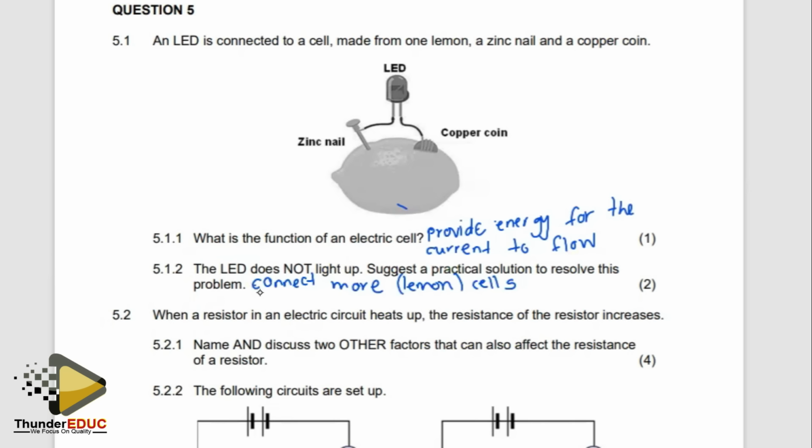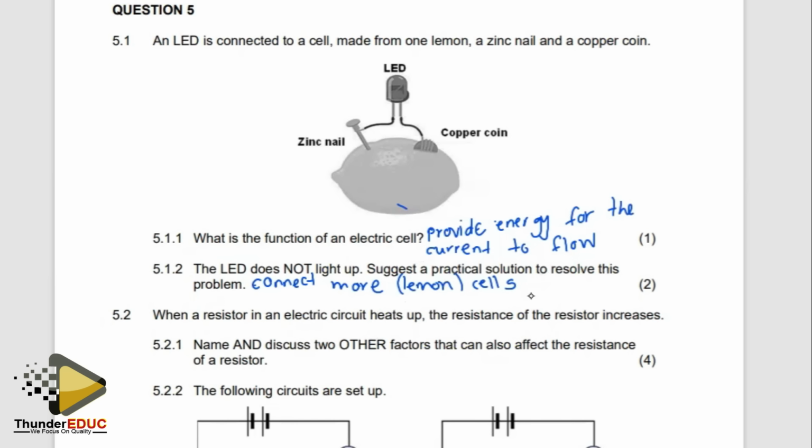This is so that when we connect more lemon, we are increasing the voltage. Then probably our LED will light. If it doesn't light up, it means we need even more voltage for it to light up, right? That's correct. So connect more lemon cells.